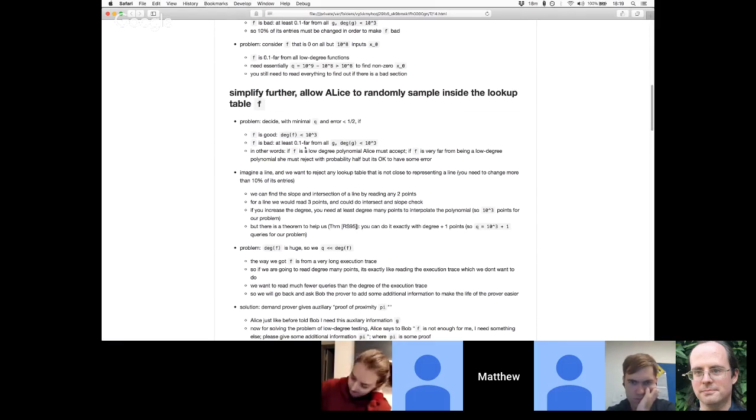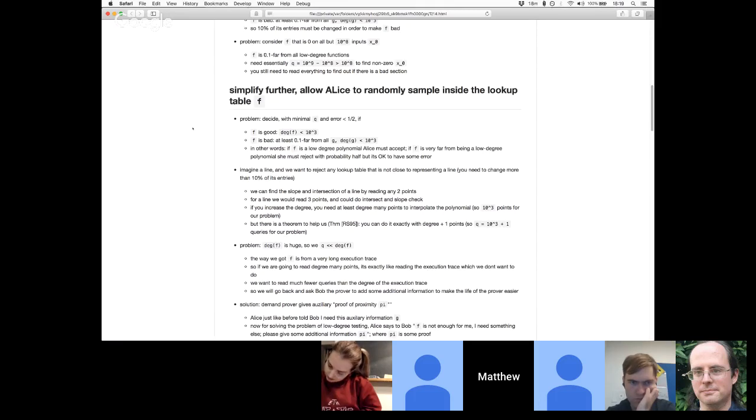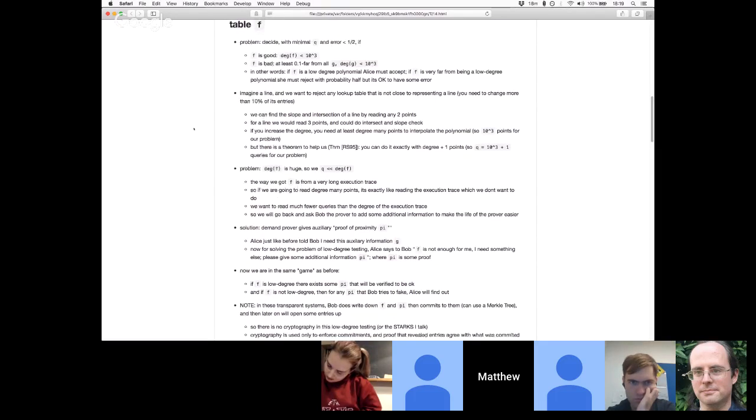And so really, this is the simplification, the slackness that allows, I guess, the underlying math to all line up. And so breaking it down, starting with just a simple polynomial, which is a line. When you have these 2 points, if you want to reject any lookup table that's not close to representing that line, that means you need to change more than 10% of the entries. How would you do that?